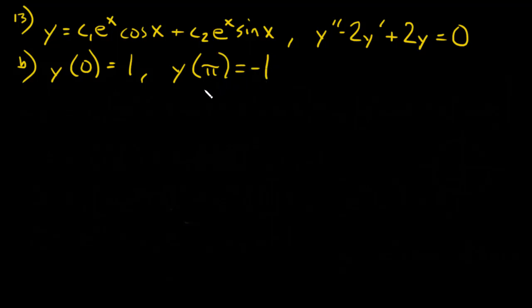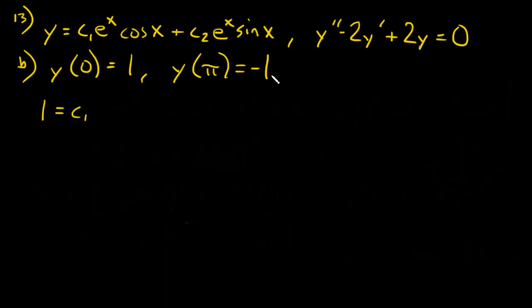Okay, so we're going to do exactly what we did, except now we just have to worry about y. We don't have to worry about finding the derivative. So start off with the first one. When x is 0, y is 1. So 1 is equal to c1. Well, we've already done this, haven't we? That's c1 is equal to 1. Okay, that's not bad. Now let's move to the next one.